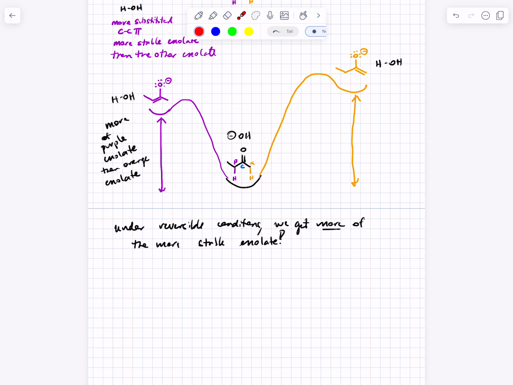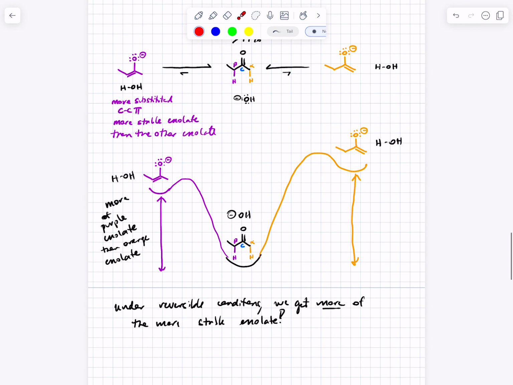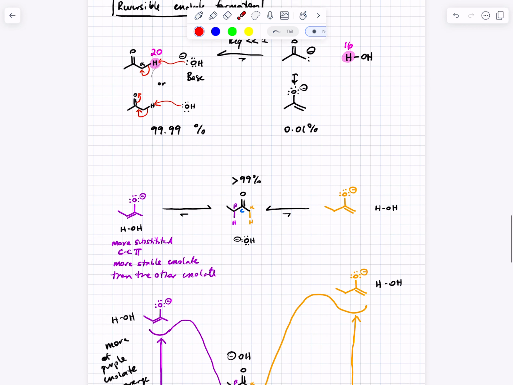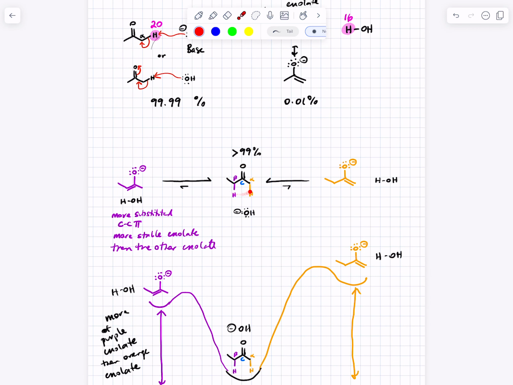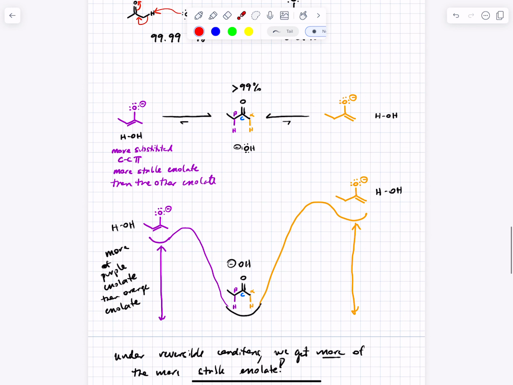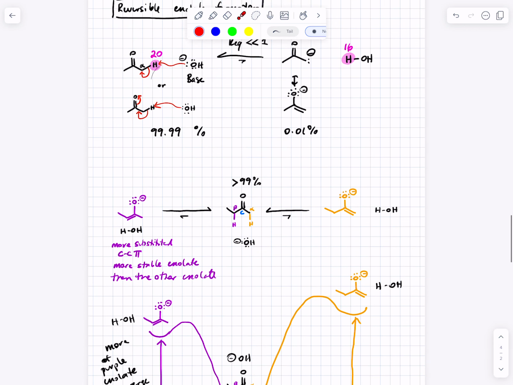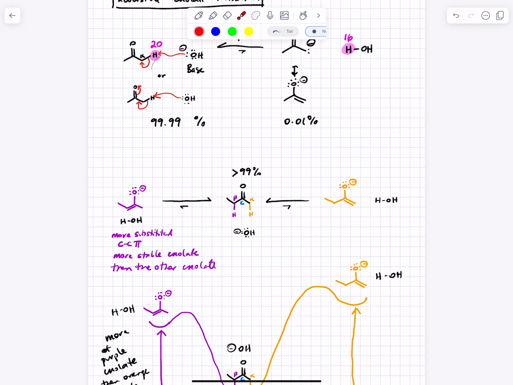We're going to use this principle later on to determine what the outcome of a reaction will be when we use an enolate as a nucleophile. And we'll need to pay attention to what the conditions are, because for this starting material, if we're using reversible conditions, we're going to get the majority product from this more stable enolate. All right. Let's talk about questions about that before we move on.